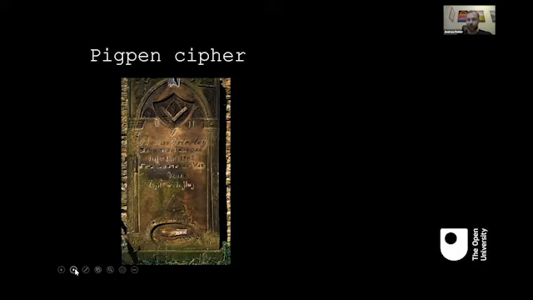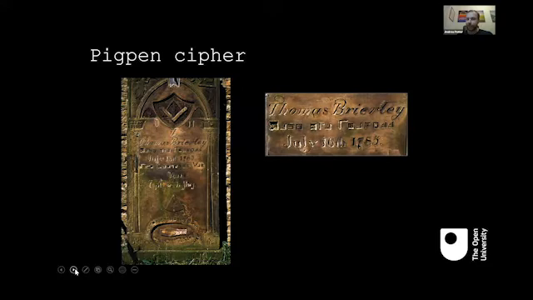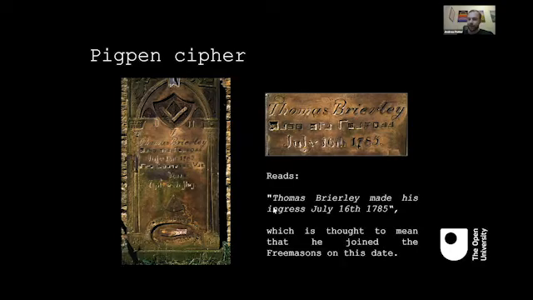If you have a look at this, it's somebody's gravestone who was a Freemason, and if you zoom in on this bit here, you'll see that it says Thomas Brierly, and then you'll see these pigpen cipher symbols. What that actually says, if you decrypt it, is Thomas Brierly made his ingress on July 16th, 1785, which is thought to mean that that's when he joined the Freemasons. So they used this extensively.